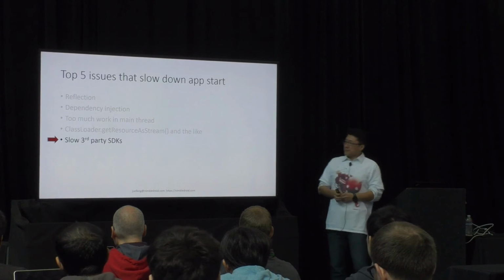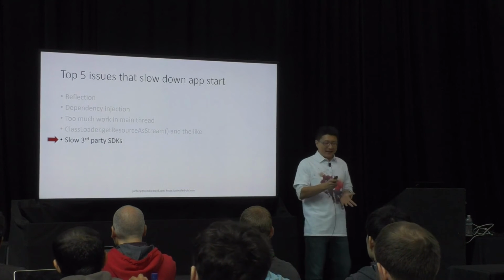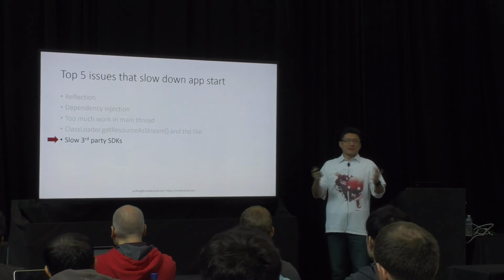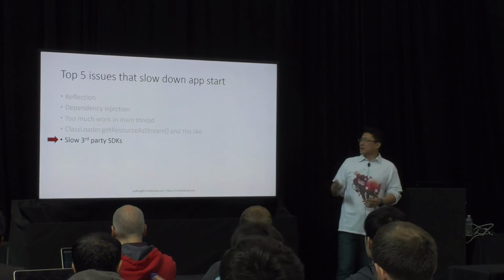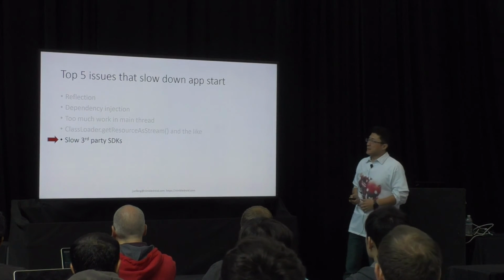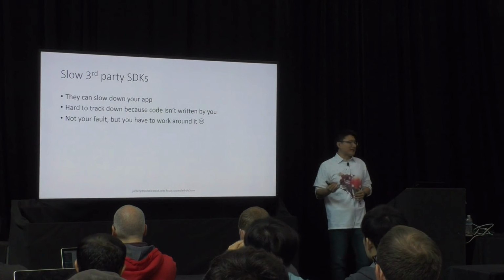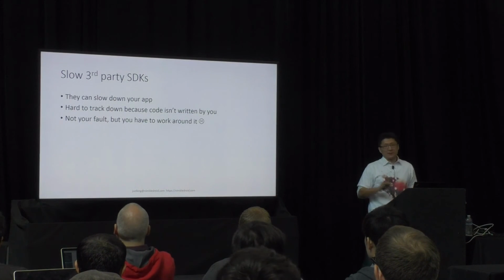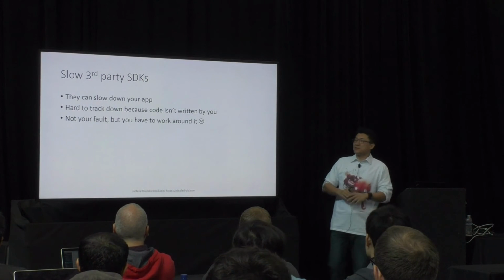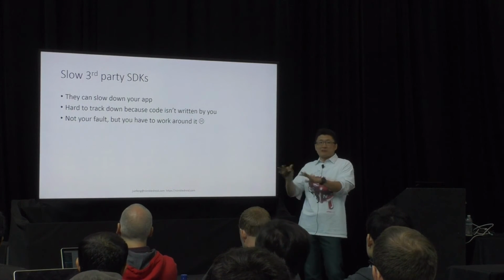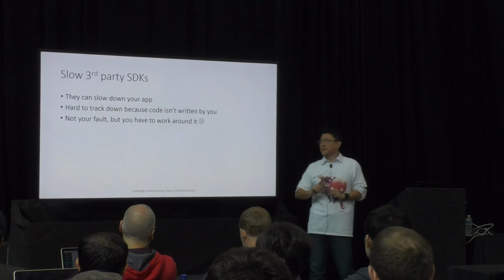Okay, so now let's look at SDKs. You probably use one, two, or a lot of SDKs in your app. The problem with these SDKs is that they can slow your app down. The code is not written by you. The code is written by the SDK developers, but you have to live with it, or you have to find a solution, right? So it's kind of hard.